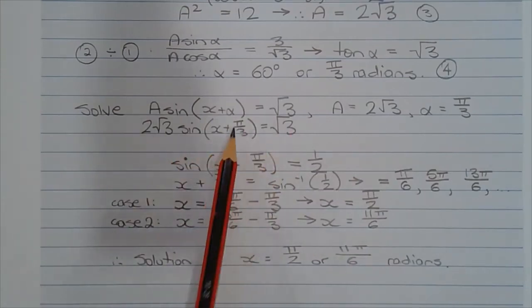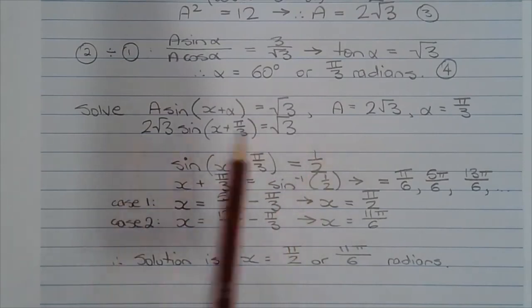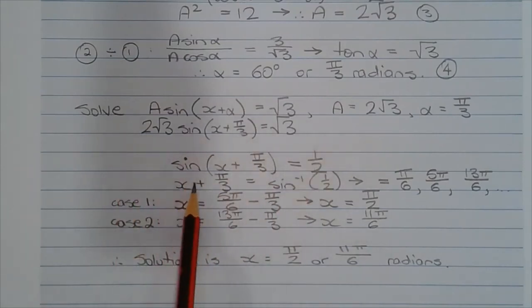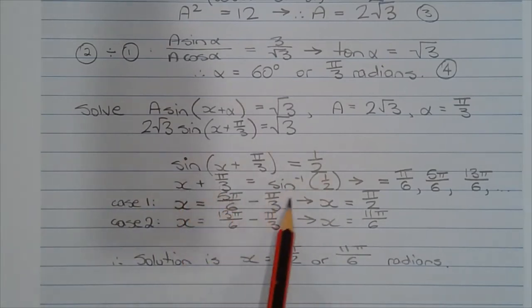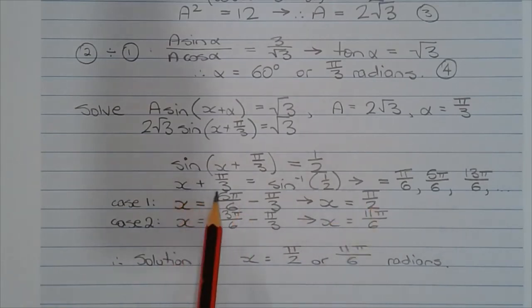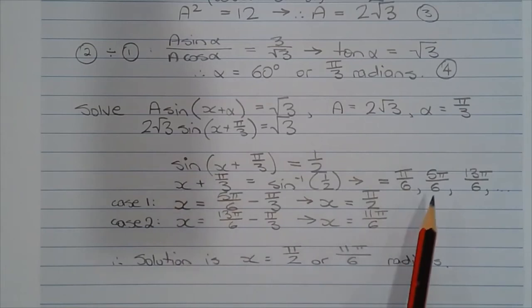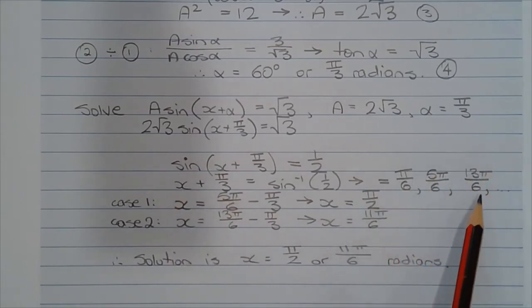So now we just solve for x, dividing both sides by 2 root 3. We have sine of (x + pi over 3) is equal to half, so x + pi over 3 is equal to the inverse sine of half, and inverse sine of half is pi over 6, or 30 degrees, but we work in radians in this question. So that means that x + pi over 3 is equal to pi over 6, 5 pi over 6, 13 pi over 6, and so on.